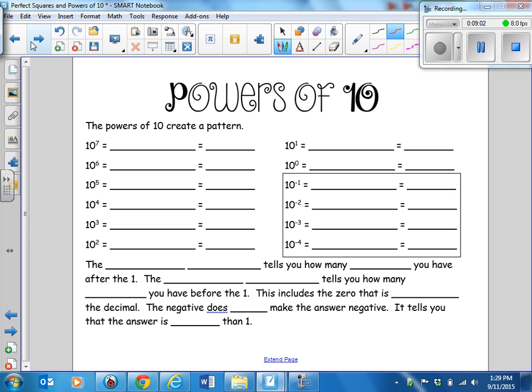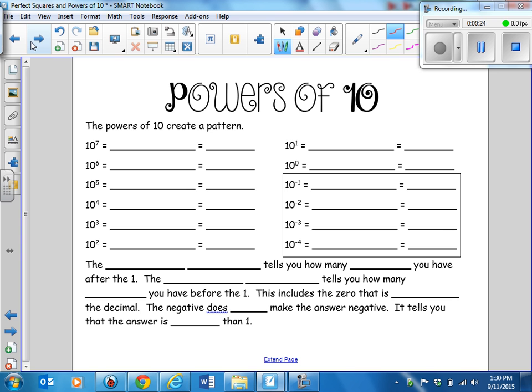Okay, so here are your notes. What I want you to do is fill in 10 times 10 times 10 each time on the first line, and then I want you to write the answer. There is a pattern. Whatever the exponent is, that's how many zeros there are after the 1 for positive exponents.